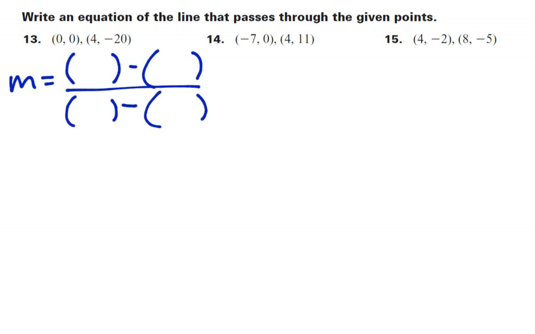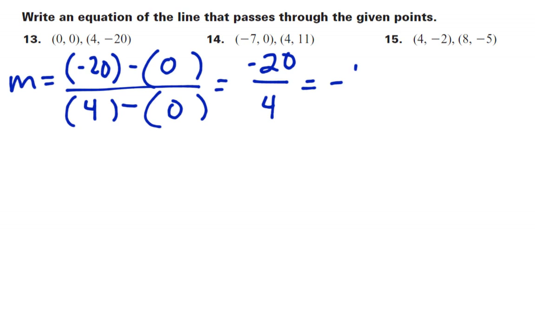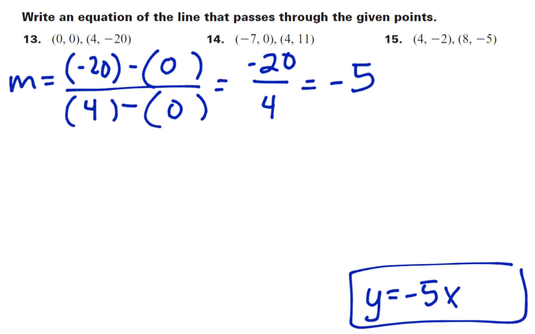Substituting my values, y2 is -20, y1 is 0, x2 is 4, x1 is 0. That simplifies to negative 20 all over 4, and that simplifies to negative 5. Now I know the slope of my equation. In fact, I can come down here and I can say this much right now. I just don't know what the b part is, and so I need to figure that out next, and then I've got my answer.